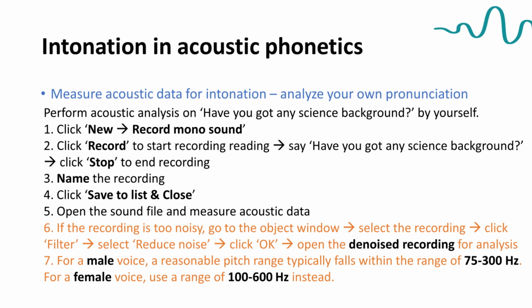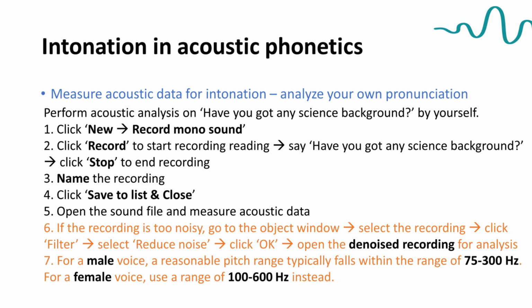It's also worth mentioning that when analyzing pitch contours, we need to consider the pitch range of the speaker. For a male voice, it is recommended to set the floor at 75 Hz and the ceiling at 300 Hz. For a female voice, a range of 100 to 600 Hz is typically suitable. To modify the pitch range, you can access the pitch settings within the pitch menu.